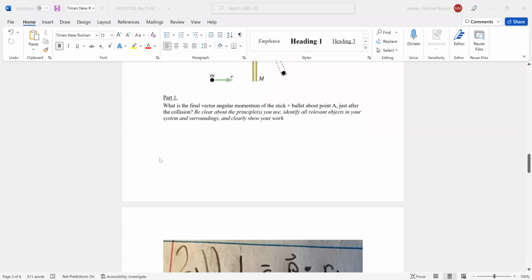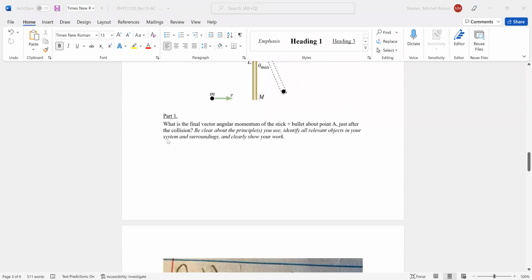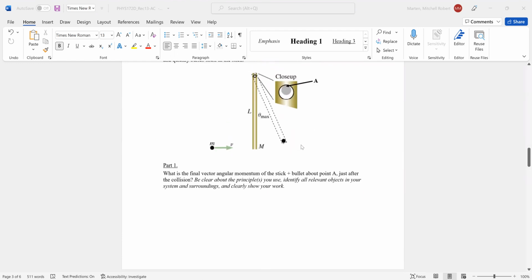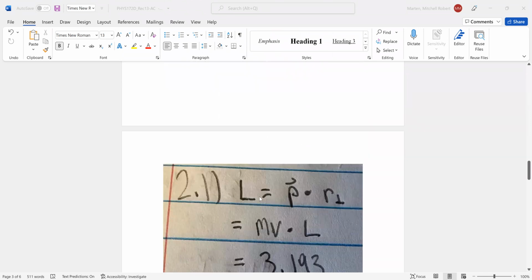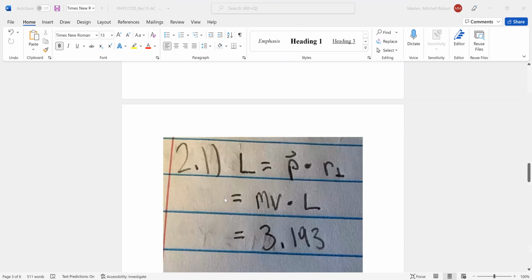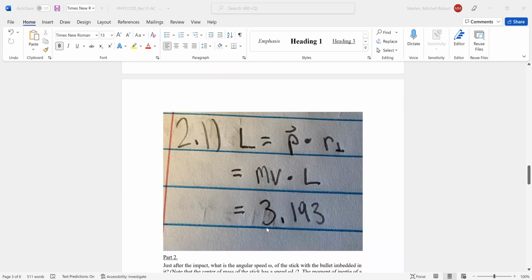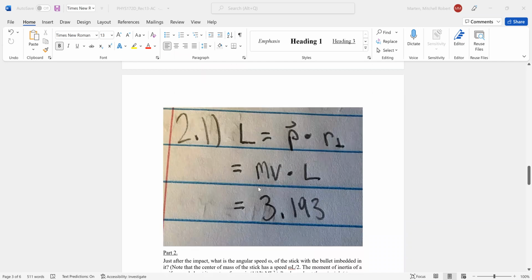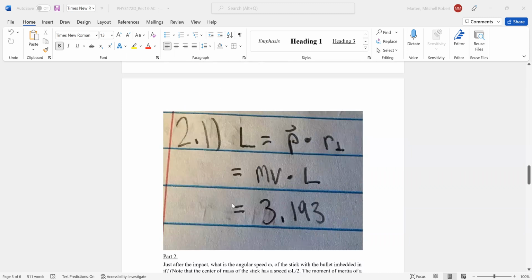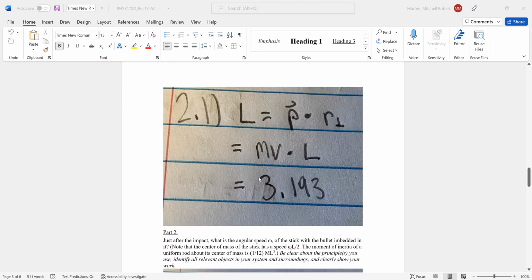So part one, this one I did know how to do myself. It's just asking what's the final angular momentum of the stick and bullet about point A just after the collision. This is pretty simple. L is equal to the momentum dotted with the perpendicular radius, and in this case, R perpendicular is just equal to the length of the stick. So we can just plug in the variables it gives us at the top to find that L is equal to 3.193. Did you guys get that?